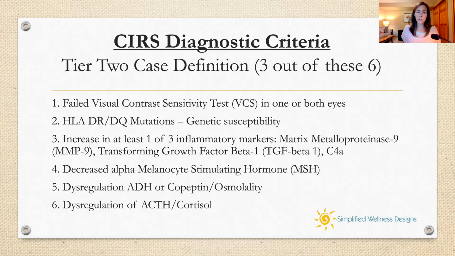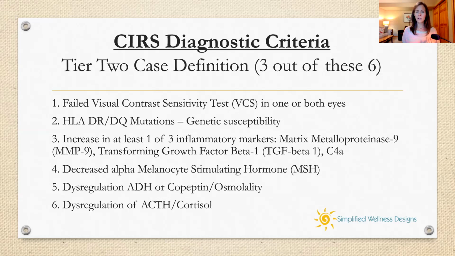So tier 2 of the CIRS diagnostic criteria involves doing some objective tests. So we've already talked about the visual contrast sensitivity test. That actually is one of the objective tests that counts towards the 3. We need to have 3 out of these 6 categories that need to be dysregulated to meet the tier 2 case definition of CIRS, in addition to tier 1.